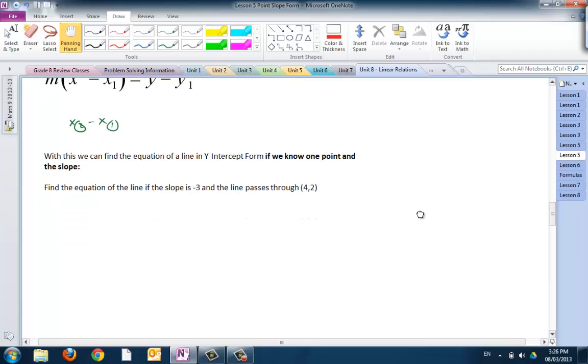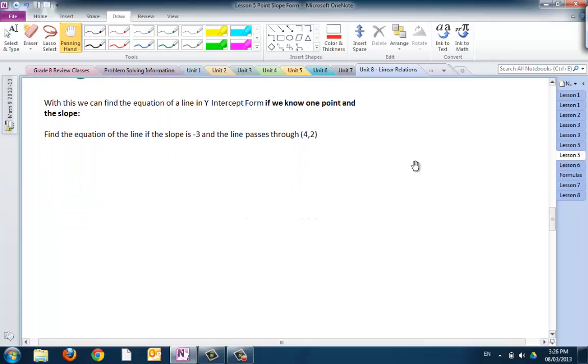Okay, so when do we use this? We use this form to find the equation of a line in y-intercept form. Remember, y-intercept form is y equals mx plus b. And we use it to find the y-intercept form if we know one point and the slope. So as an example, you might be asked, find the equation of the line if the slope is -3 and it passes through the ordered pair 4, 2.